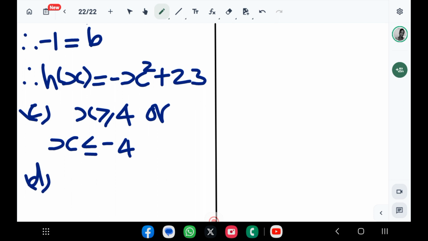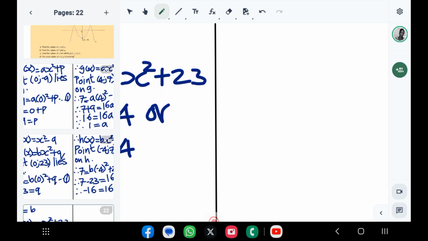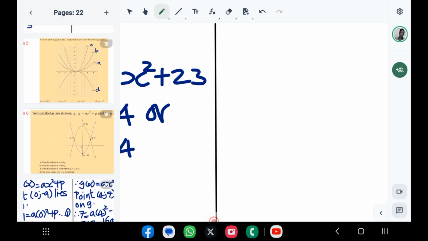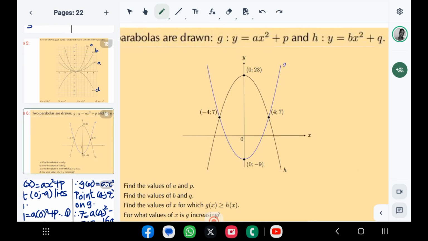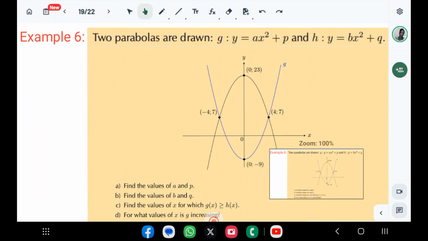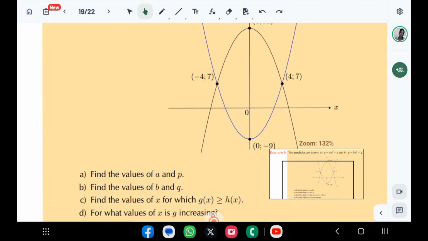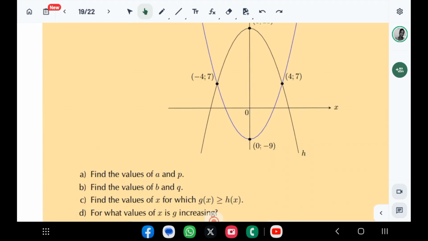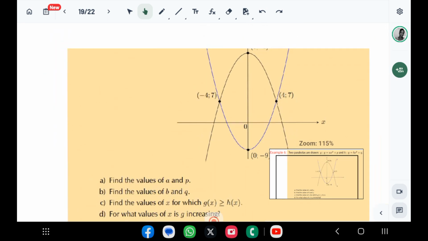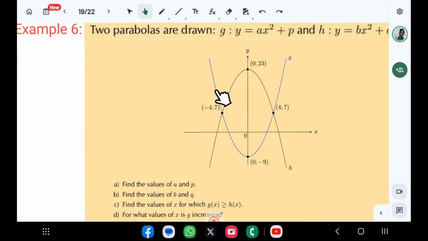Number D. For what values of x is g of x increasing? G of x is increasing when? Let's take it from the left hand side to the right hand side. That's how you figure out whether a function is increasing or decreasing.